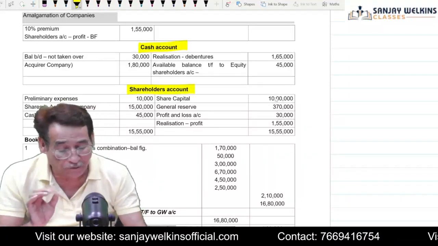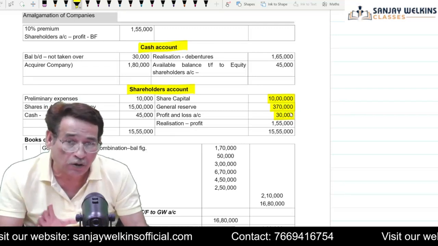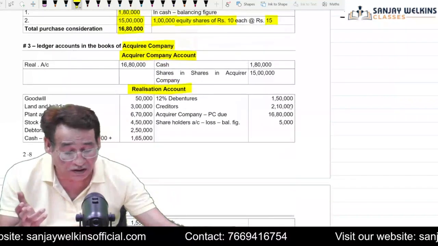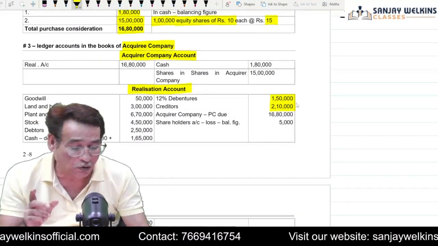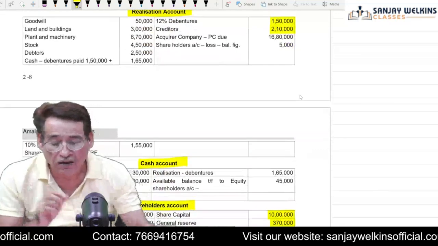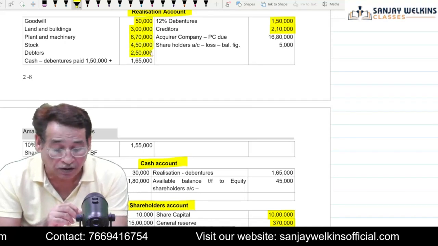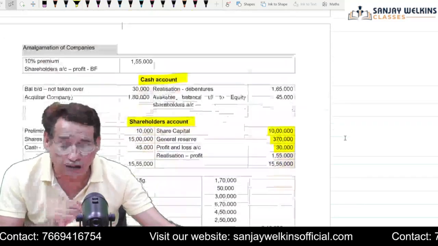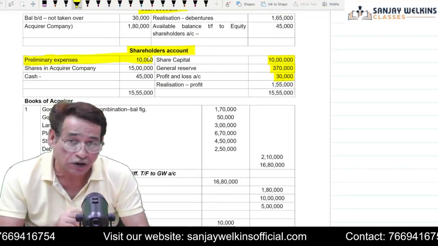In the balance sheet, first of all, share capital was given. I will post them here. There was general reserve and profit and loss account. I told you earlier, it will be posted to the credit side of what we call shareholders account. Besides that, there were two liabilities, debentures and creditors. I told you whether liabilities have been taken over or not. First of all, you are going to put them on the credit side of realization account. So this is how you are going to close down your liability side. Then as far as your assets were concerned, there were goodwill, land and building, plant and machinery, stock, debtors. All these items will be posted to the debit side of realization account. On the asset side, there was preliminary expense also. So preliminary expenses is a valueless item and it will be posted to the debit side of shareholders account.